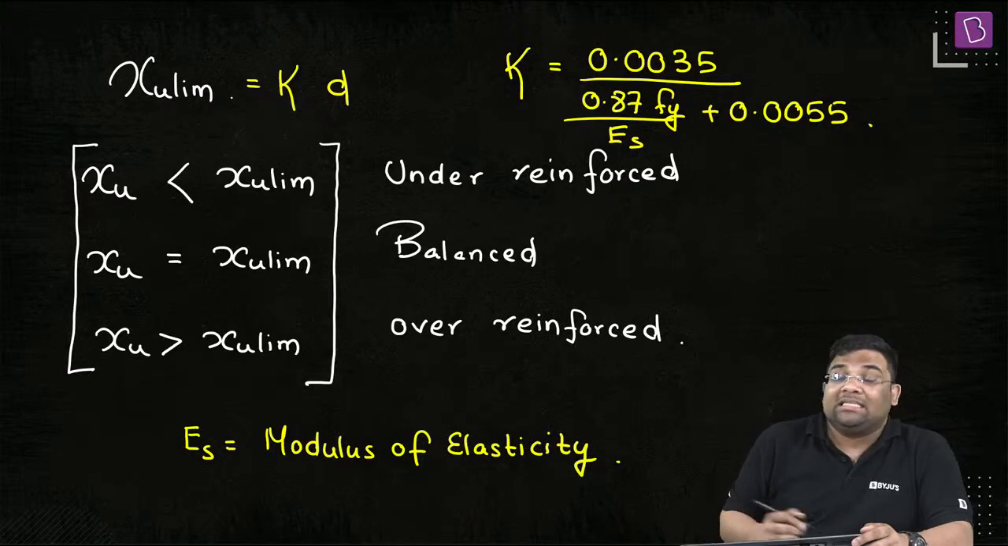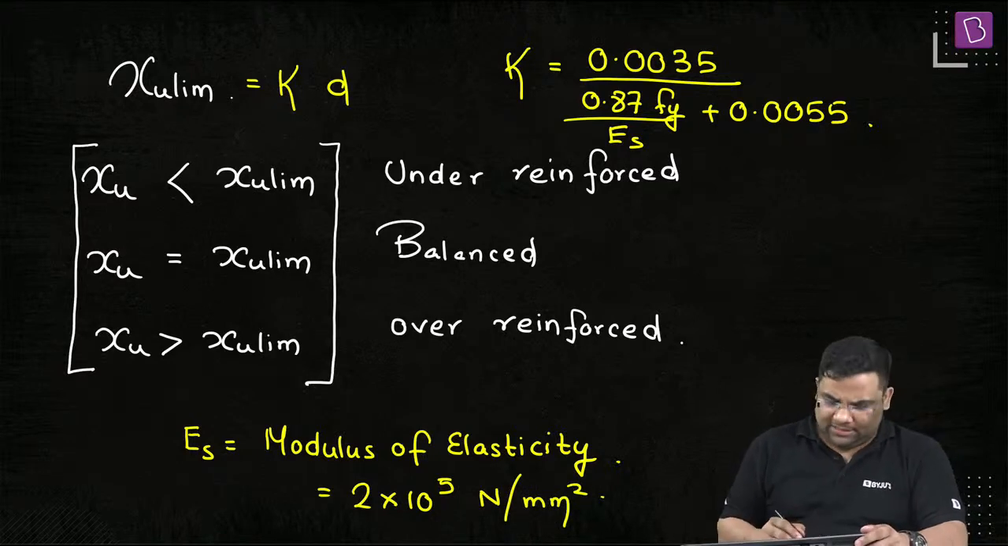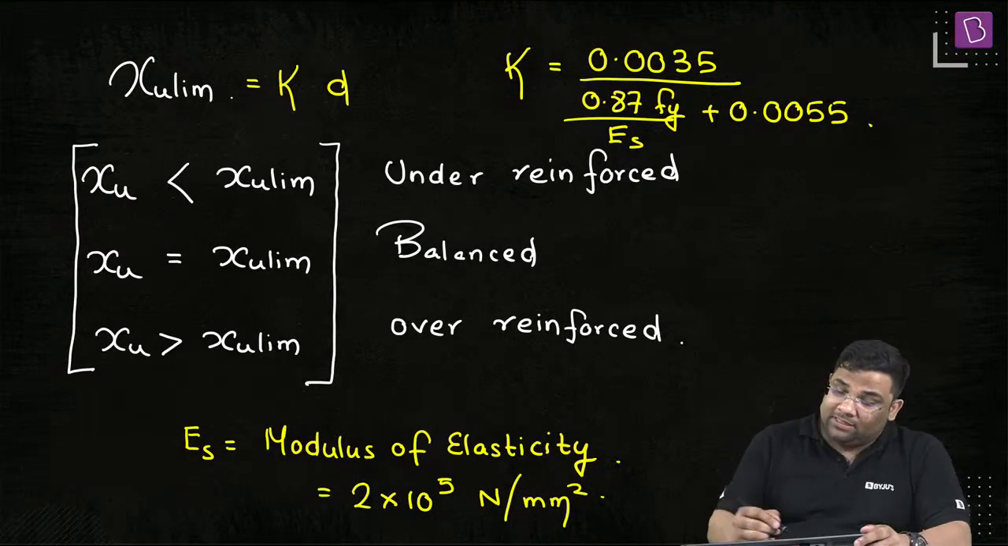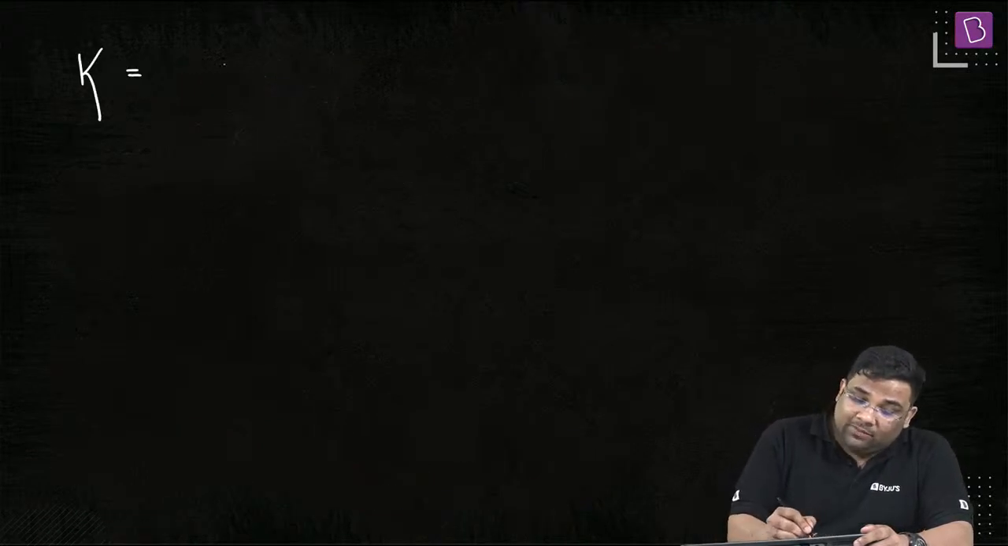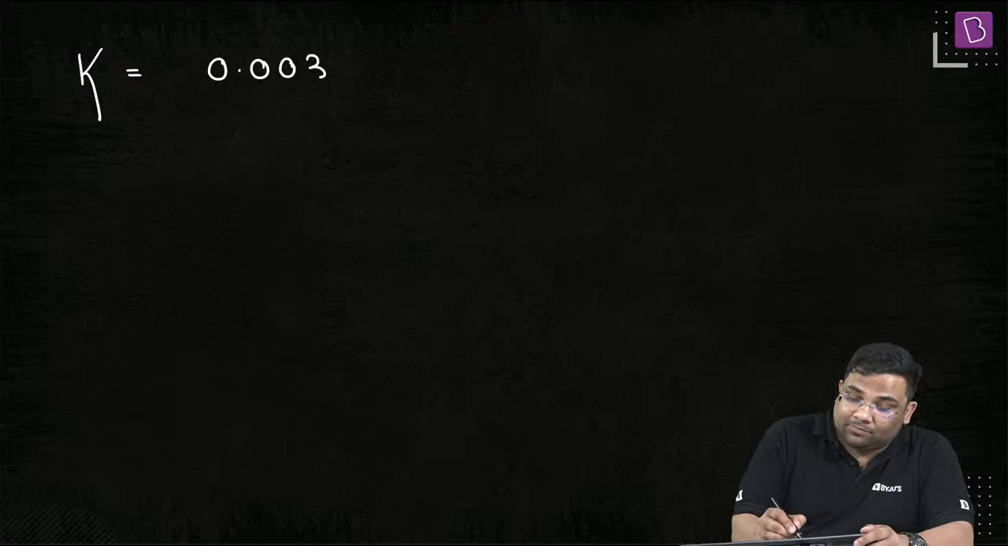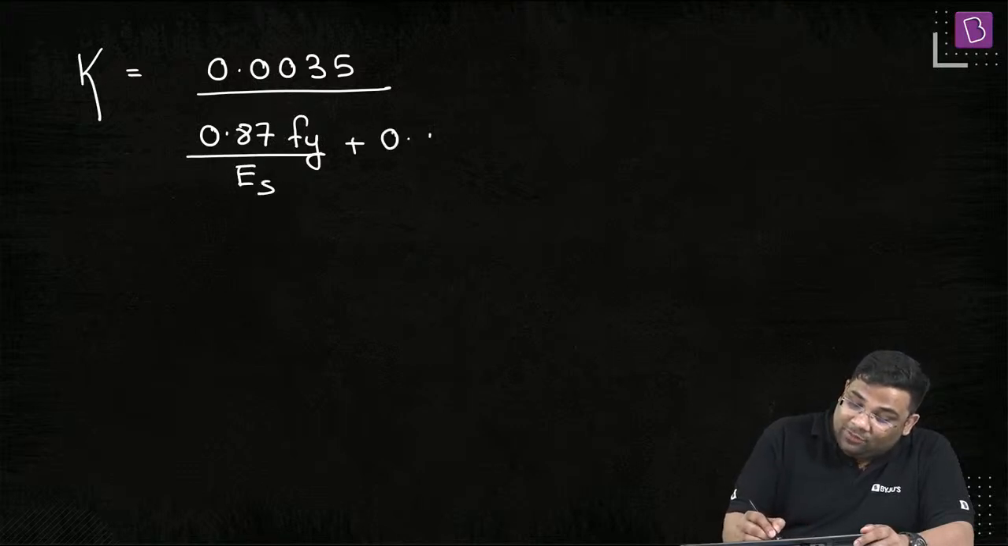And the modulus of elasticity of steel is how much? It is 2 into 10 to the power 5 Newton per mm square. Yes, remember this value. Now you can put it in this K equation. So what will happen to K? K will be 0.0035 divided by 0.87 fy by Es plus 0.0055.